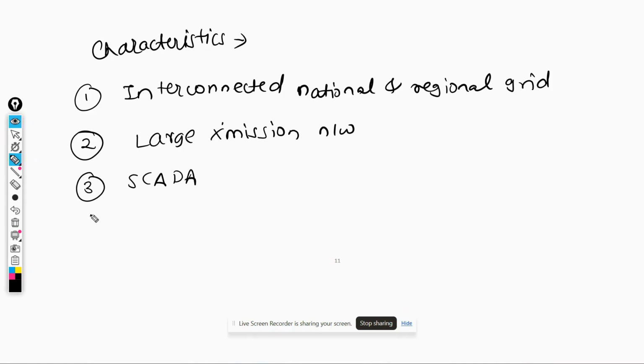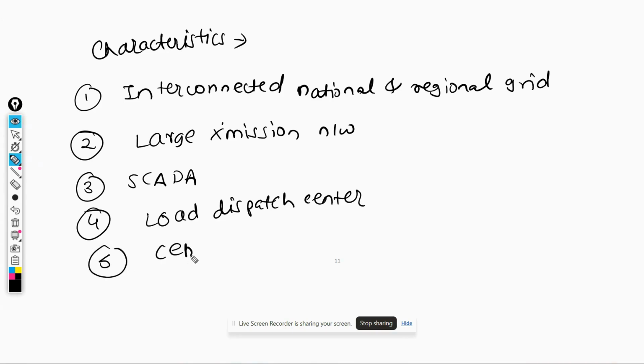Then the fourth characteristic was that load dispatch centers were established, and the fifth characteristic is that the overall operation of the grid becomes centralized. We can say centralized grid operation, allowing better coordination among different utilities.